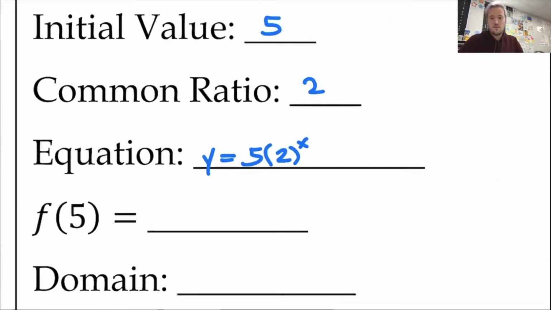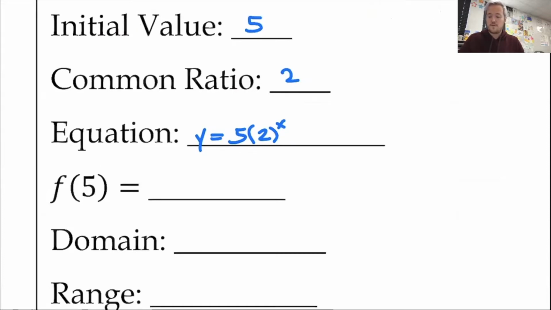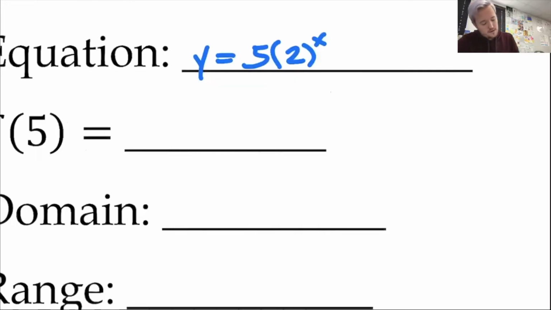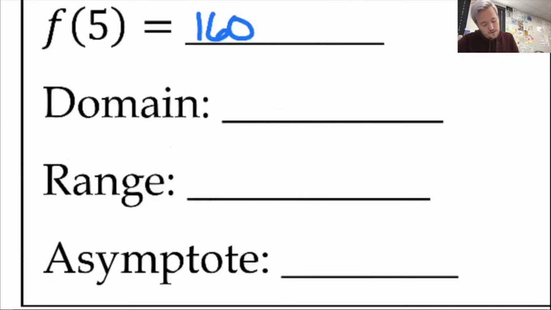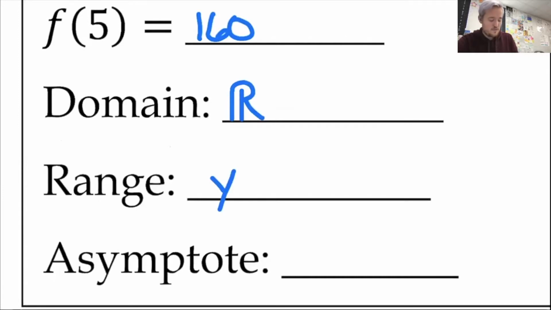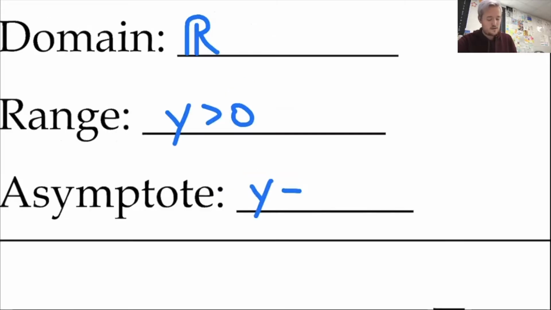Then we want to use the equation to find f of 5. I'm just going to plug it in the calculator. 5 parentheses 2 raised to the 5th, which is 160. Perfect, so we get 160. Then your domain, as always, is all real numbers, which hopefully you remember is your freebie. Then your range, all the numbers are positive, so it's y greater than 0, and your asymptote, as always, is y equals 0.